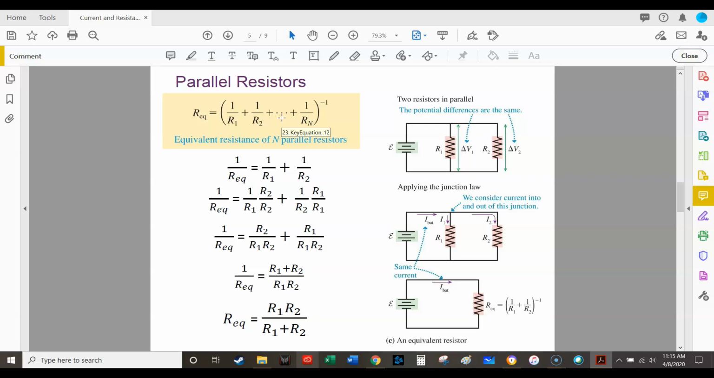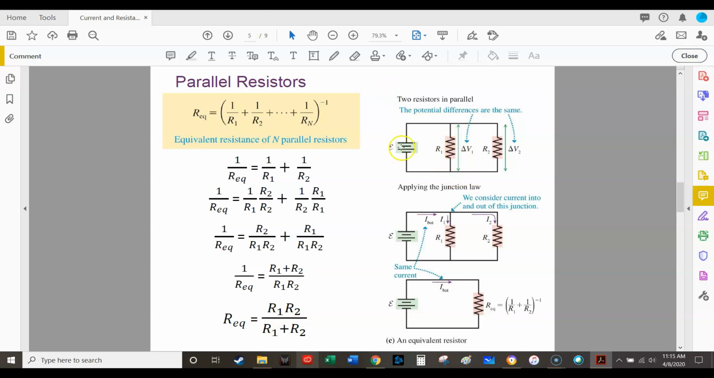Okay, so if you have 3 resistors that are in parallel, combine 2 resistors, and now that'll be 1 resistor, and then use that combination of resistors now to combine with the other resistor, and just doing this product over sum. Okay, and that's what we have here.